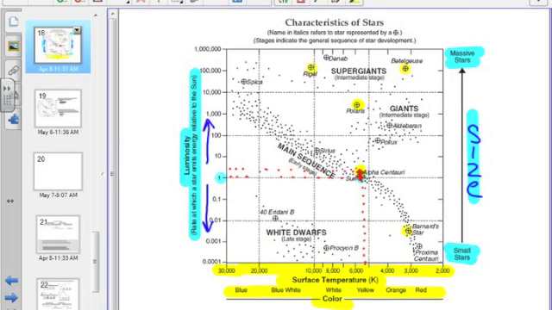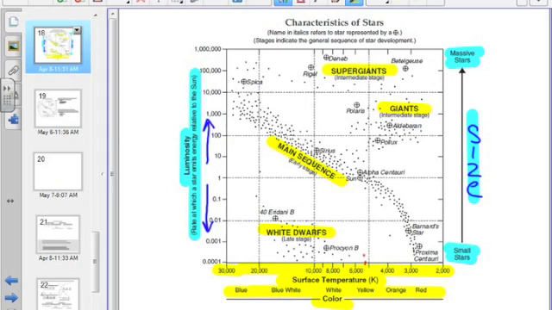Now, something else we can examine as we look at the interior of the graph is the star groupings. What I mean by this is you'll see the labels main sequence, supergiants, giants, and white dwarfs. Those star groupings are all clusters, and they give you the characteristics of groupings.